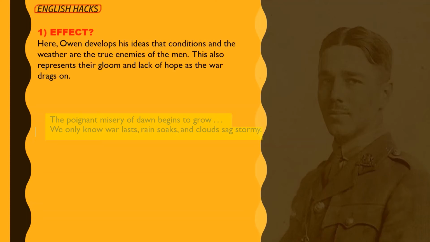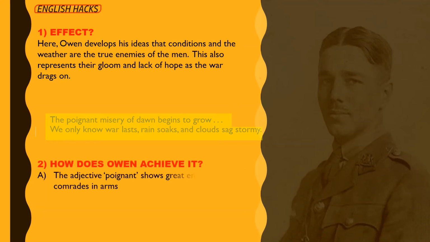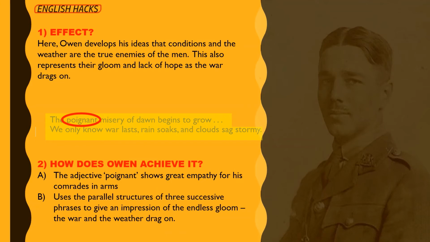The second of our neon lines reads, "The poignant misery of dawn begins to grow. We only know war lasts, rain soaks, and clouds sag stormy." Owen is keen to develop the idea that it is the weather and the conditions that is the true enemy of men, rather than the Germans here. He begins by using a very powerful adjective, poignant, to show how much empathy he has for his fellow soldiers. And he's also got a parallel structure of 3 successive phrases, a noun followed by a verb. And this shows the endless gloom and the fact that the weather is dragging on. Again, pause the video to read up a point that we've written as an example.